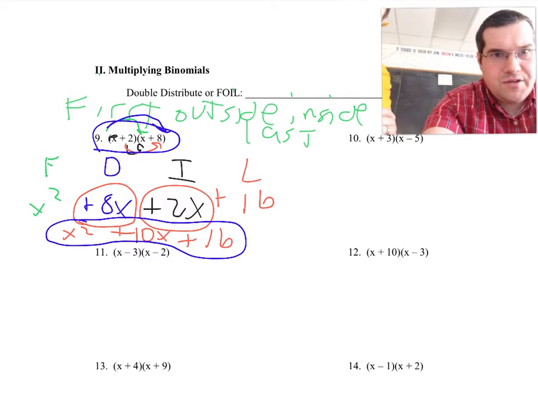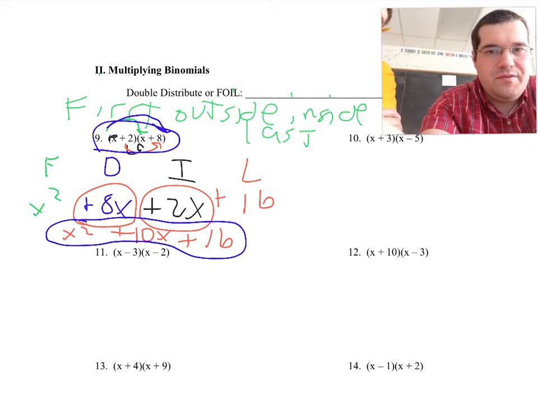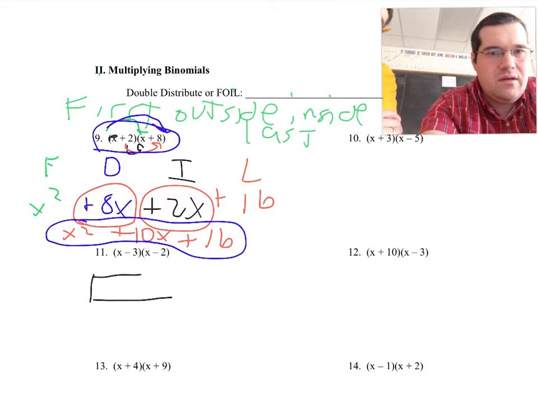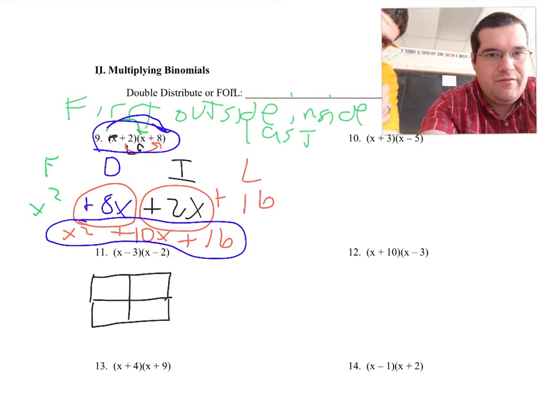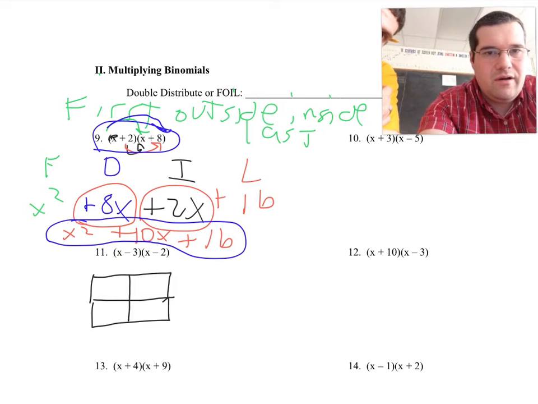Alright, I'm going to show you a different way to do this. You can use the FOIL technique, and I would recommend that, but there's also, if you remember back when you were in 7th grade, those Punnett Squares that you used for alleles for genetics? So what I'm going to do is create a nice little 4-squared box. I'm going to put my first binomial, my x minus 3, right here. I'm going to put an x here, and then a negative 3 there.